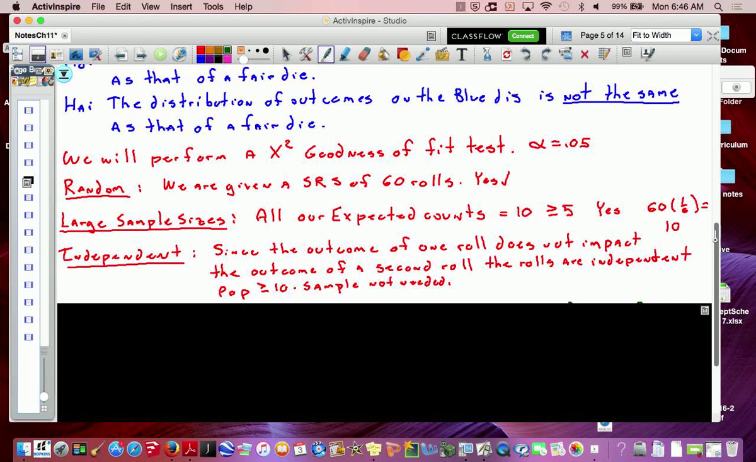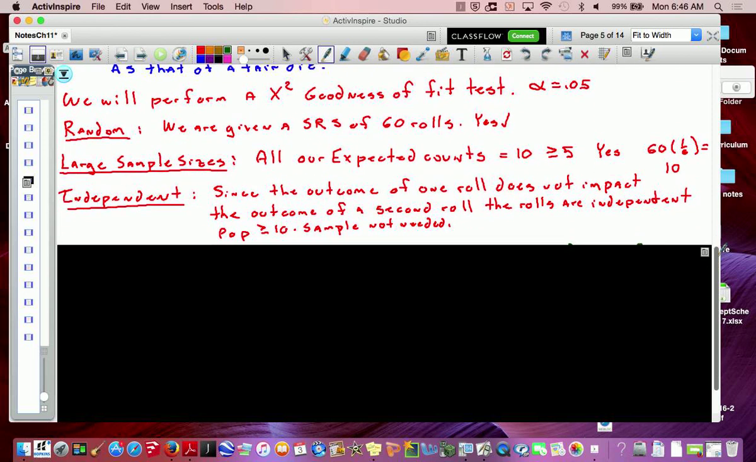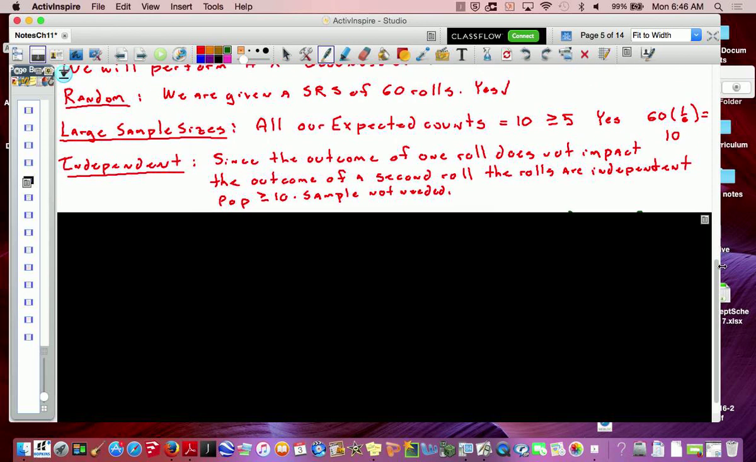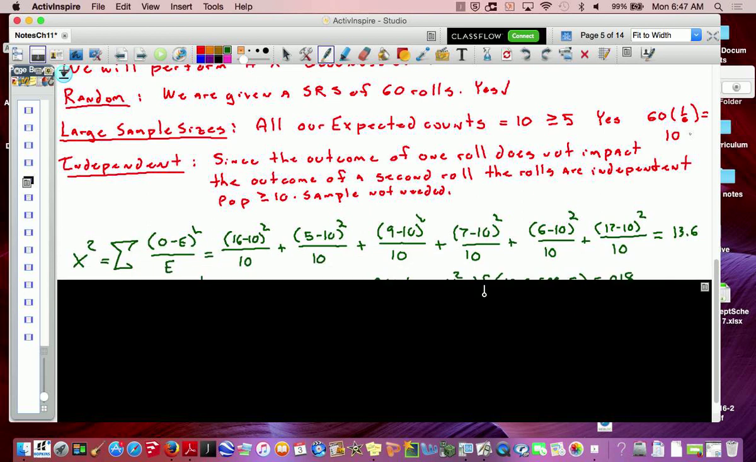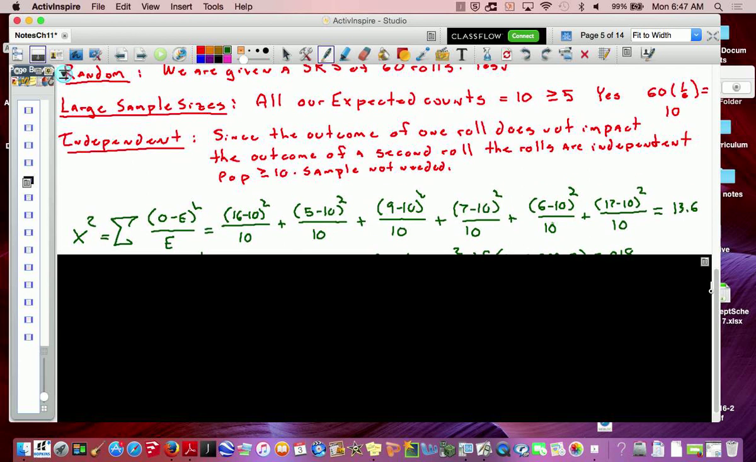All right, so now go ahead and pause again and we'll do the do part. All right, if you've come back here, let's check out the do part. So chi-squared statistic: observed minus expected squared divided by expected. So I'm taking each outcome, my observed from my table, I expected 10, and I'm doing quantity squared divided by 10. So I do that for the 1s, the 2s, the 3s, the 4s, the 5s, the 6s. Should get a chi-squared statistic of 13.6.